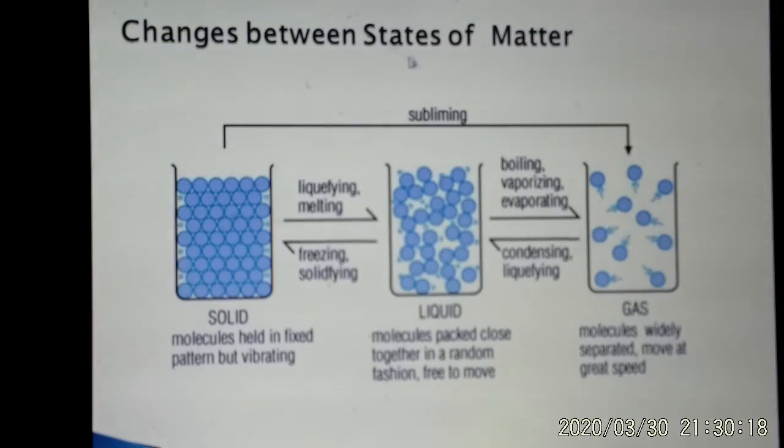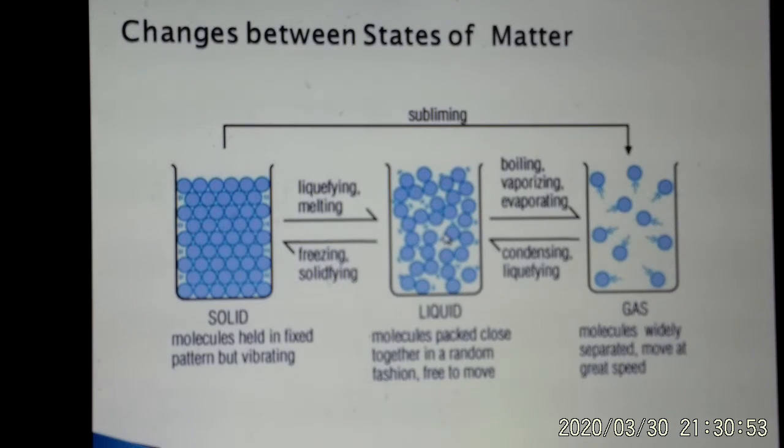Okay, so changes between states of matter. So what happens is, if I go from a solid and I become a liquid, we call that melting or liquefying or fusion. Okay, if I'm freezing, I'm going from the liquid state to a solid state, or solidifying. Okay, now when you look at this, remember liquids have higher energy, they can move past each other, whereas solids have a lower energy, so they can't move past each other.